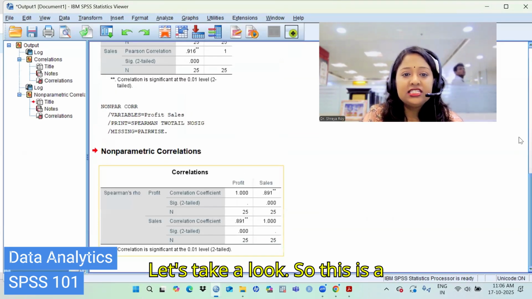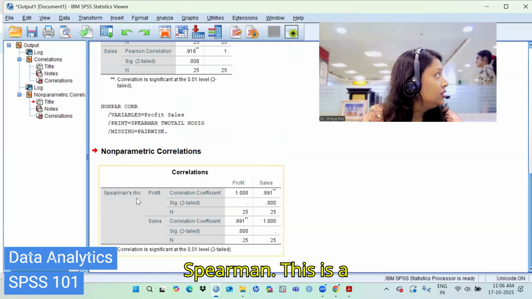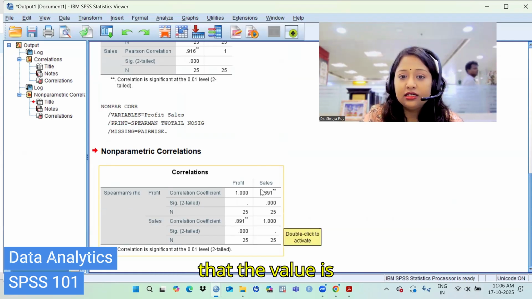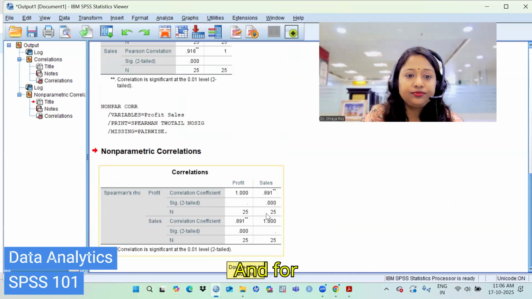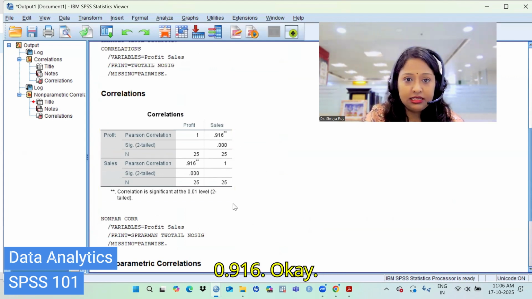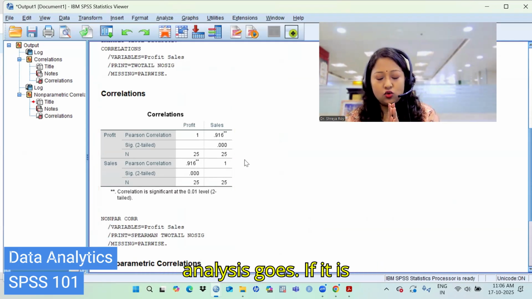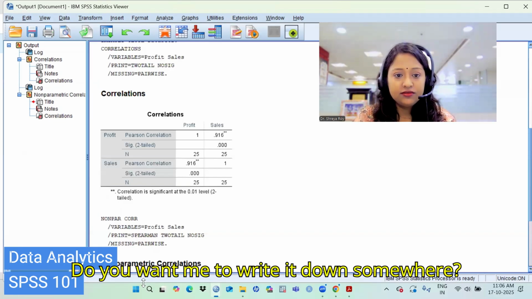Now let's take a look. This is the Spearman row, and we see that the value is 0.891. And for Pearson, the value is 0.916. So either way, this is how the analysis goes. Do you want me to write it down somewhere?